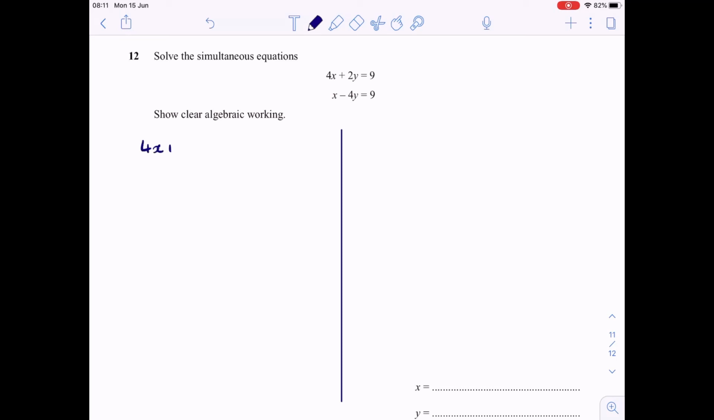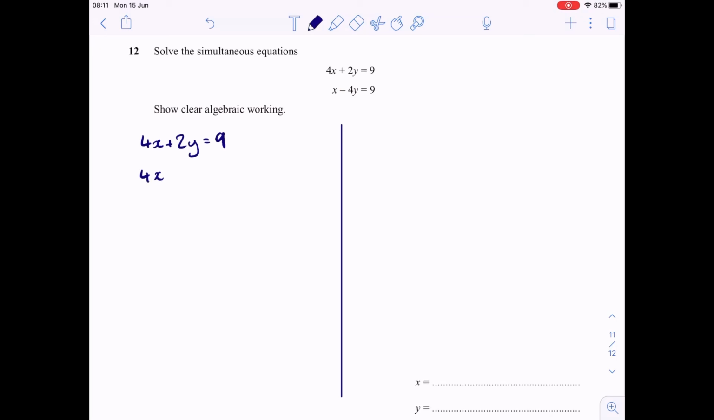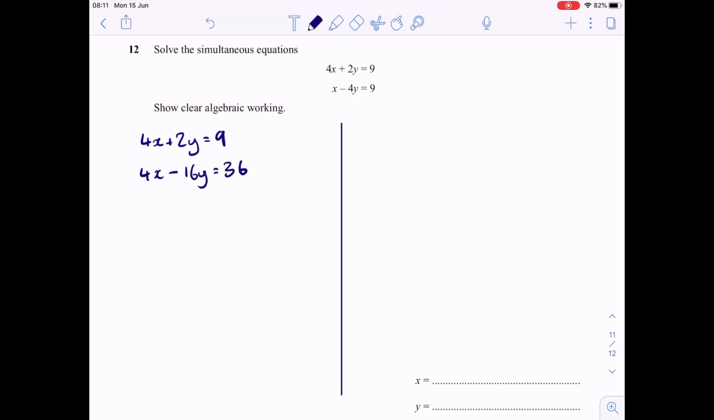This will mean I have 4x plus 2y equals 9 in my first equation. It would stay the same. In my second equation, I'm multiplying by 4. So x becomes 4x, 4y will become 16y, and this is minus, and 9 becomes 36. Now, as they're the same sign, they're both positive, to eliminate the x's, I would need to subtract one equation from the other.